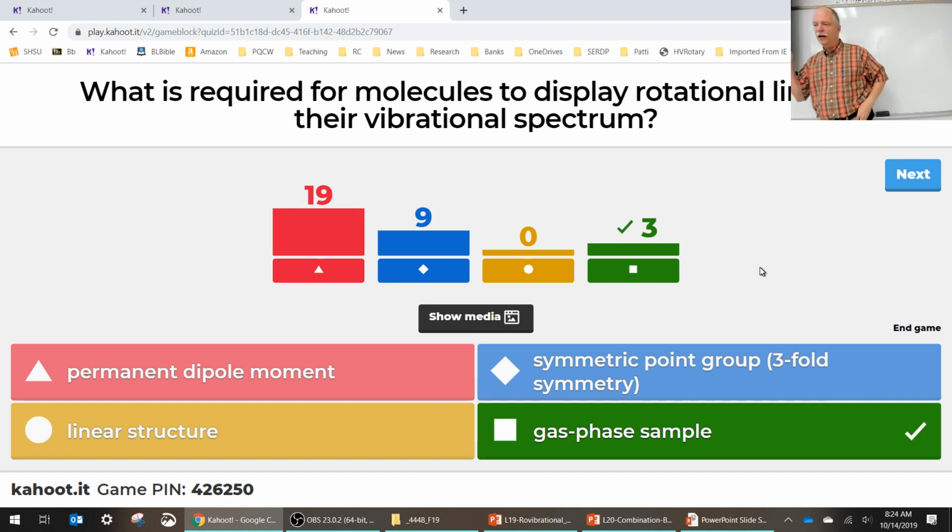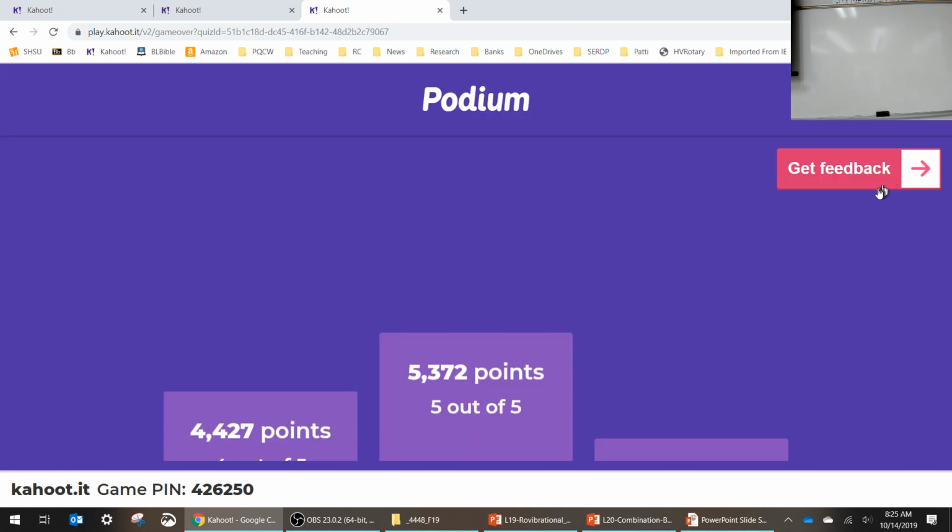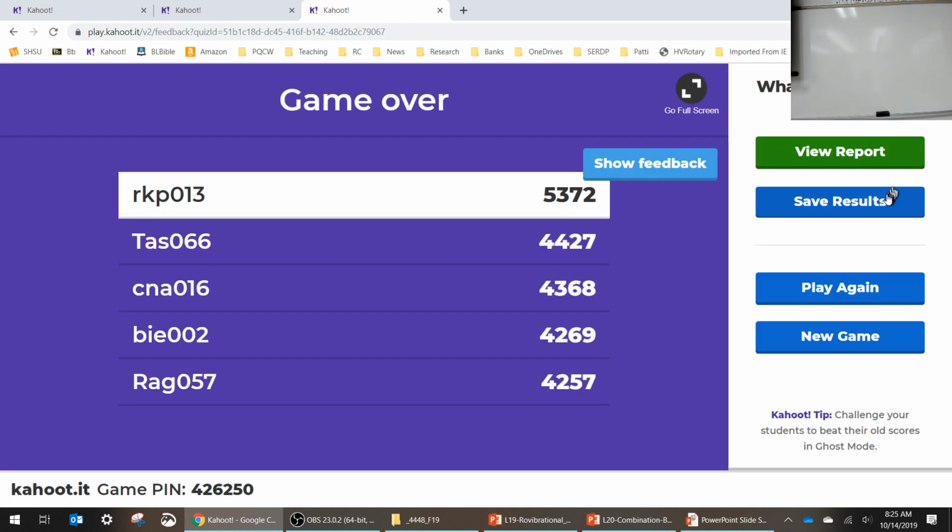Now, you can get rotational lines from an asymmetric top, so it's not related to symmetry. Water is an asymmetric top and it has a rotational vibrational spectrum. It's just messy. You won't be able to understand how to determine what the rotational constants are, but you would definitely see rotational lines in the vibrational spectrum of water. And then linear structure, no. Nobody was fooled by that one. Very good.